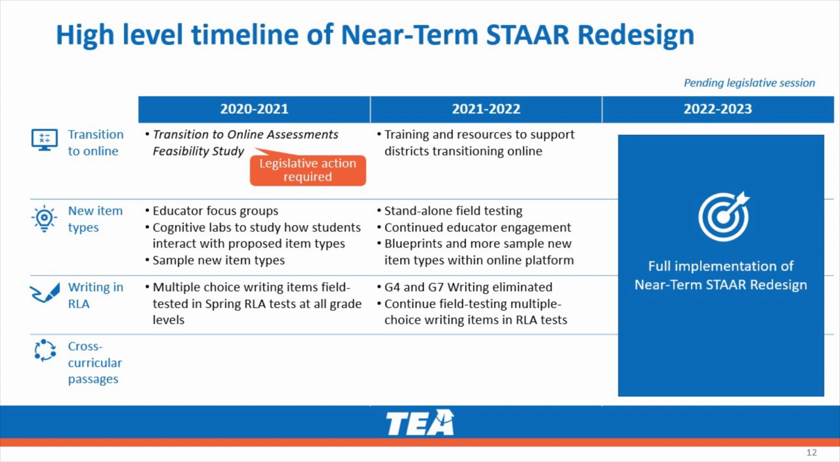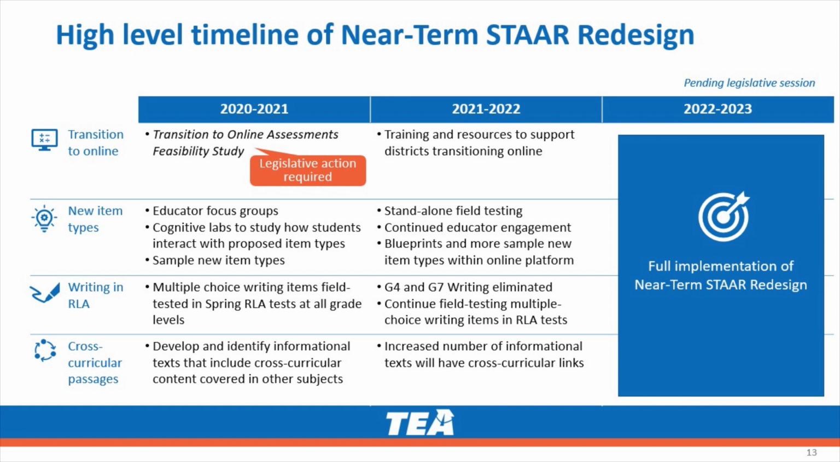For the addition of writing to RLA assessments, TEA will field test multiple choice writing items in the spring 2021 RLA assessments. The agency will continue to convene educator committees to review the revised RLA standards and develop new assessment blueprints. In the 2021-22 school year, the Grade 4 and Grade 7 standalone assessments will be eliminated and writing items will continue to be field tested in RLA assessments. Finally, for cross-curricular passages, TEA will continue to develop and identify texts that cover content taught in other subjects and will increase the number of these passages each year.